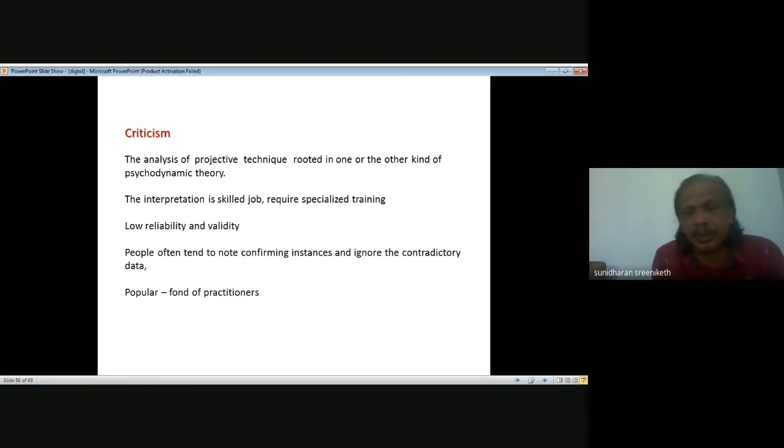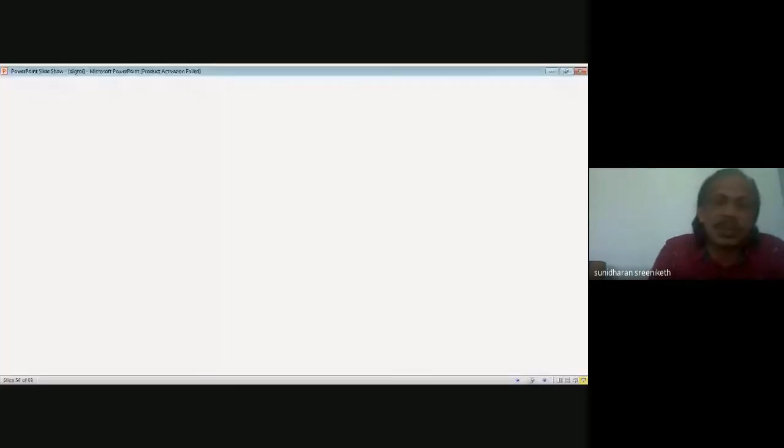The next criticism regarding all these projective tests is that interpretation of the test is a skilled job. It requires specialized training. As I said in an earlier class, especially in the interpretation of the Rorschach inkblot test and the Thematic Apperception Test, it requires specialized training. Then only can we interpret it in a very proper way.